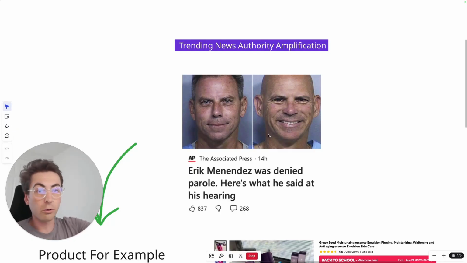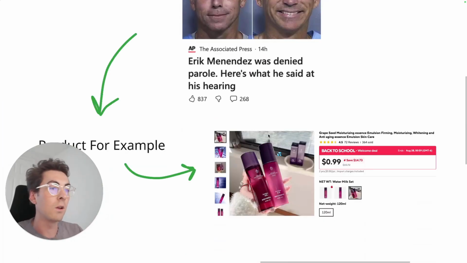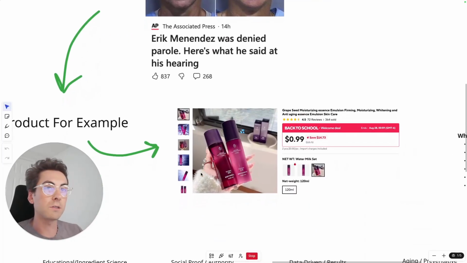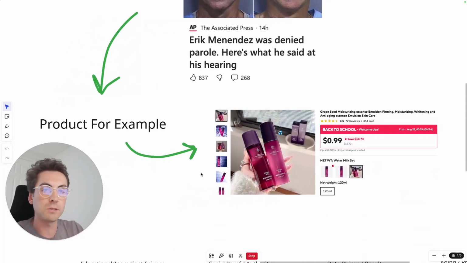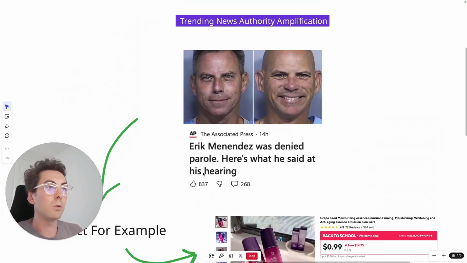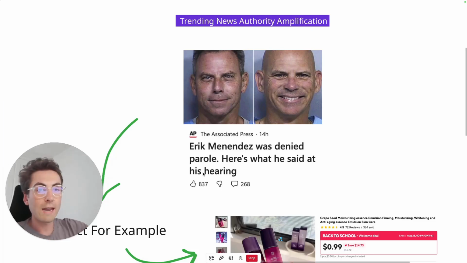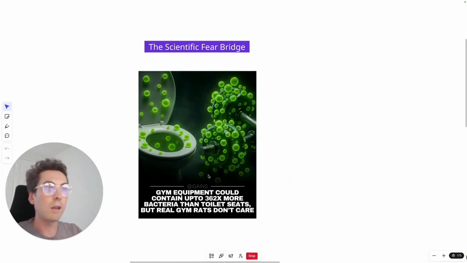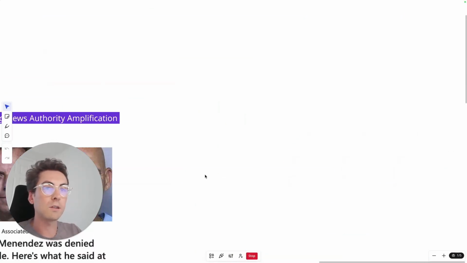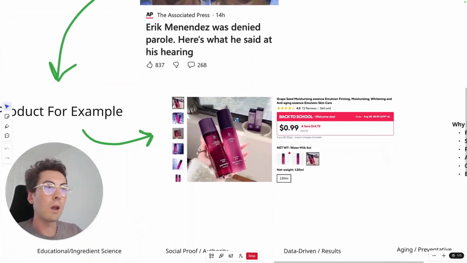So I'm going to take this creative and spin it off with this product. I literally just went on AliExpress and saw this product. This is a grapeseed moisturizer. So what we're going to do is take this template and create it in Canva. Keep in mind, you could create all of these templates in Canva and easily replicate them. So boom, now we're going to use this product.